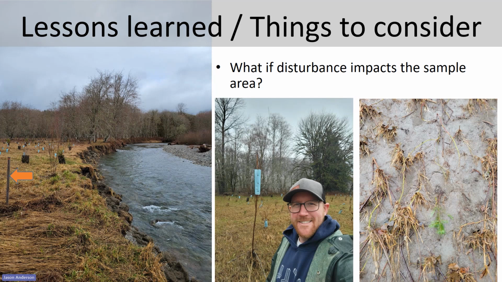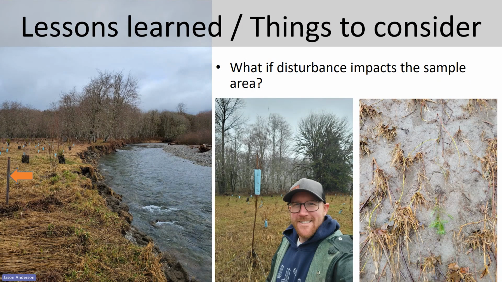In the photo on the left, you're looking upstream at the North Fork Stillaguamish River. In the far left part of the photo, you can see a wood post with a band of orange flagging at the top. I've got an orange arrow there pointing to it. This post marks one corner of a square sample plot that has been impacted by lateral erosion.